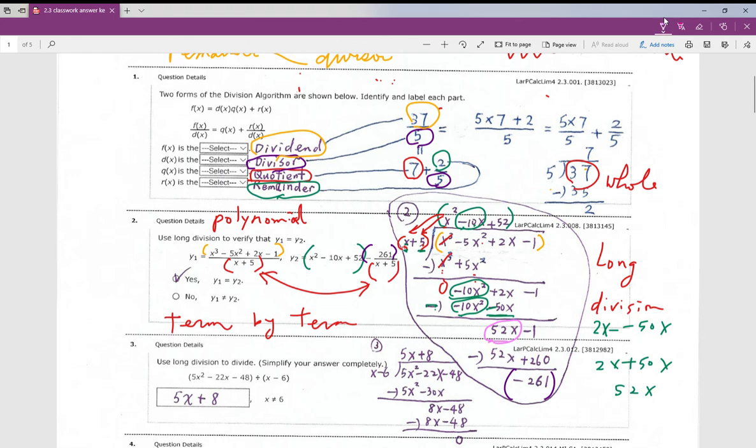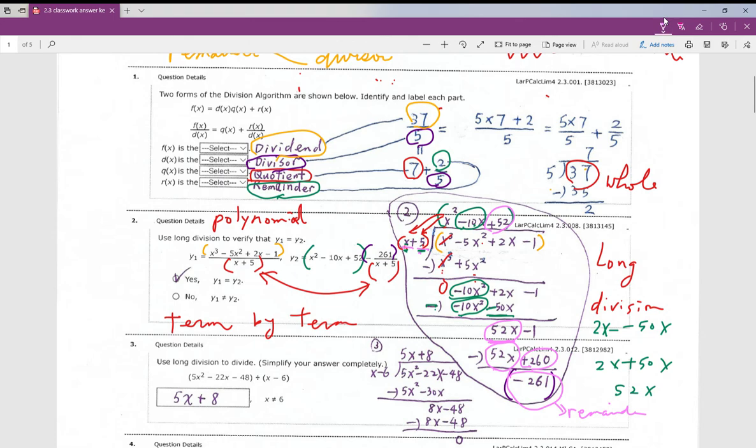Now, how do you do the next step? Same thing, you want to create the same 52x. So you have to multiply 52 for both. 52 times 5, 260. And then after subtraction, negative 1, take away 260. So this becomes the remainder. Okay? It will be the remainder.